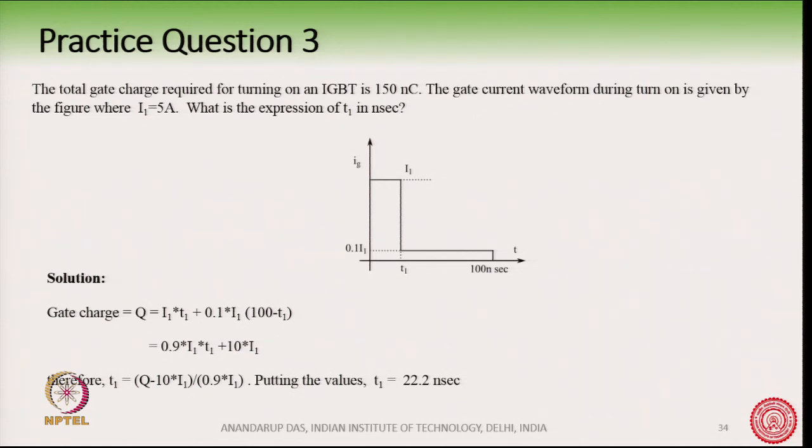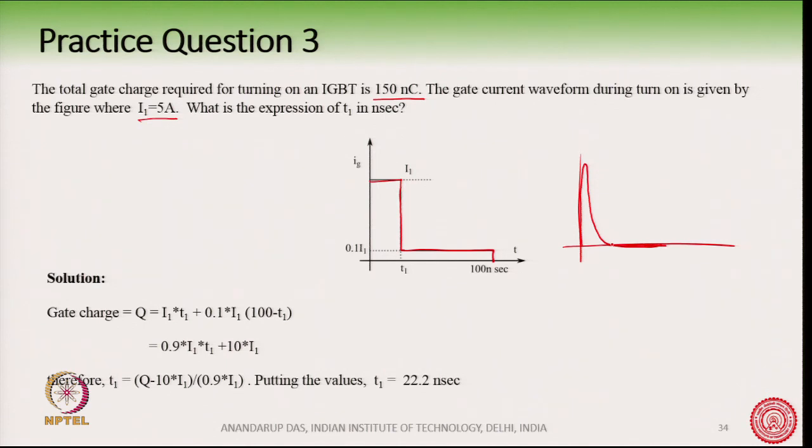Suppose the total gate charge required for turning on an IGBT is 150 nanocoulomb. The gate current waveform during turn on is given in the figure, where I1 is equal to 5 ampere. What is the expression of T1 in nanoseconds? So, you see the waveform, initially the current is high and then the current is very low. In fact, for the gate driver mostly the current is like this and it is almost 0 here.